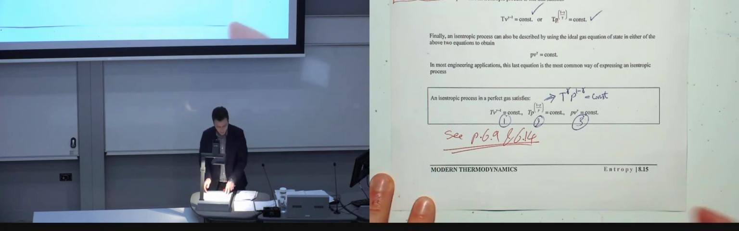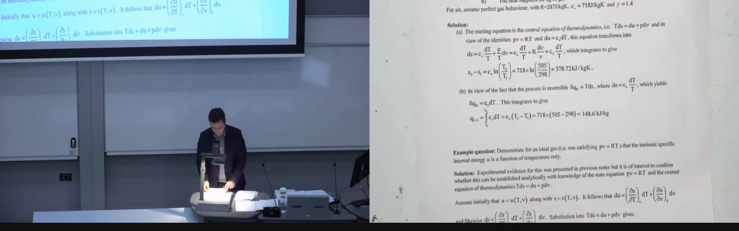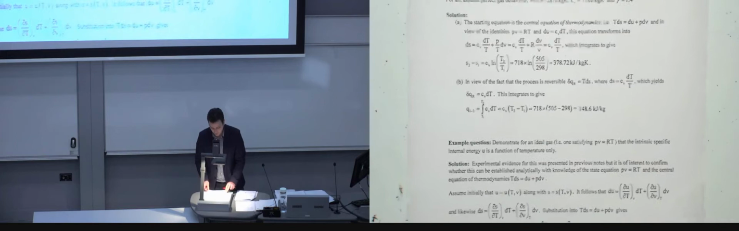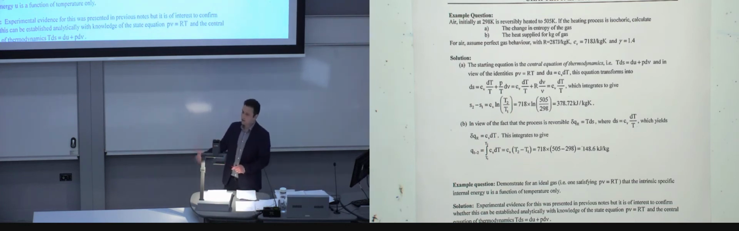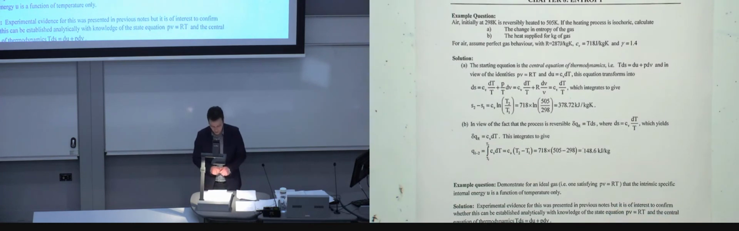Let's quickly do one example, and then we'll stop there. So, page 8.16, we've got an example to use the relationships that I've been showing you. So, air, initially at 298 Kelvin. As soon as you hear air, you realize that this is not a pure substance. You're not dealing with the steam tables. You're dealing with an ideal or perfect gas, depending on how you want to look at it. And you've got to be looking at the equations that we just derived.